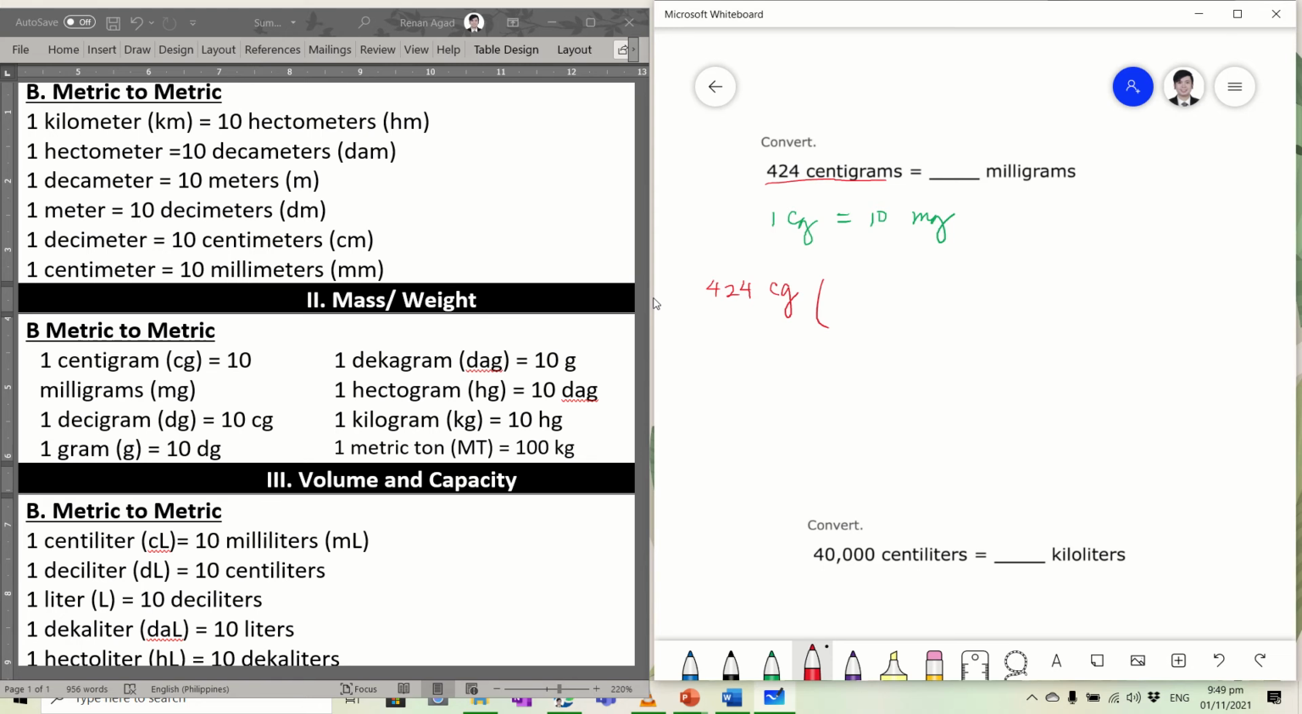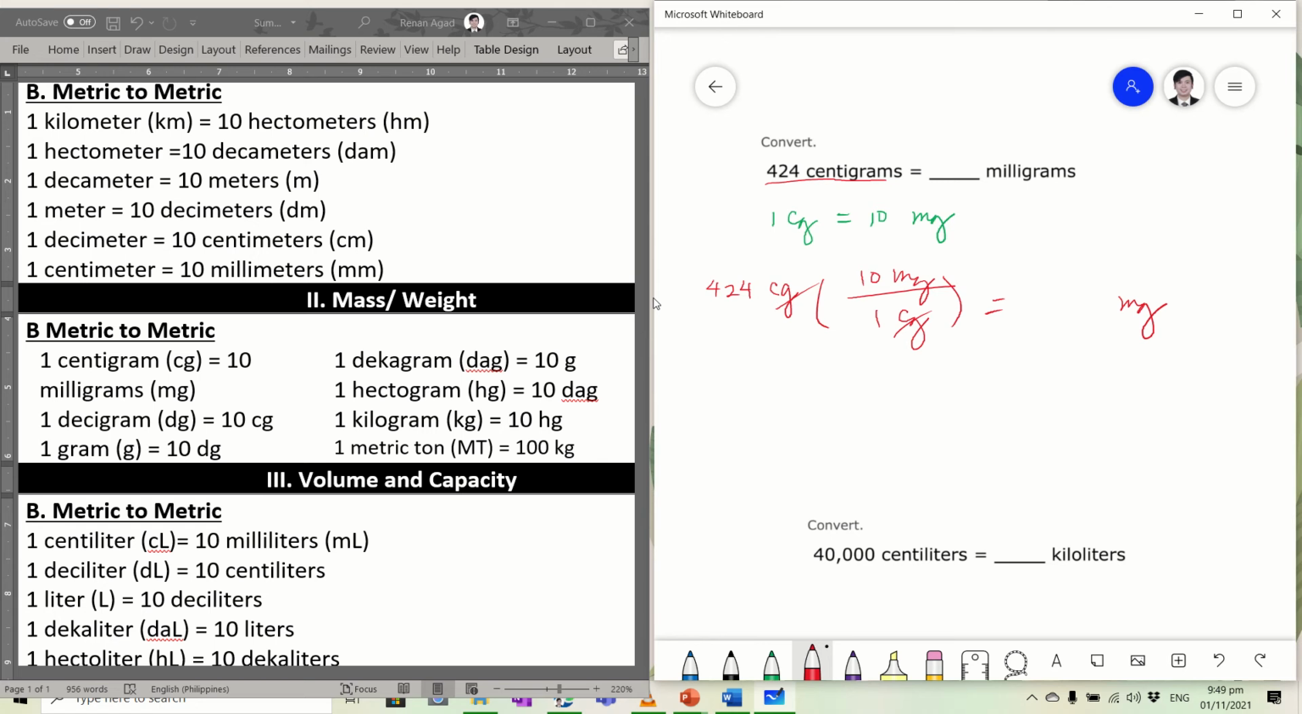Then, we multiply it with our conversion factor. We put CG in the denominator because the given is CG. So, 1 CG, then 10 mg. We cancel out the CG, and then we have 424 times 10 mg. So, of course, what is left is just the mg.